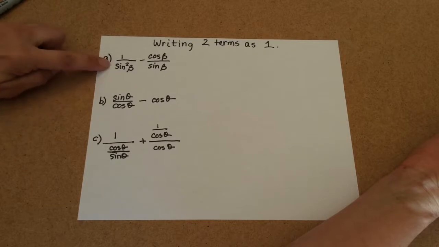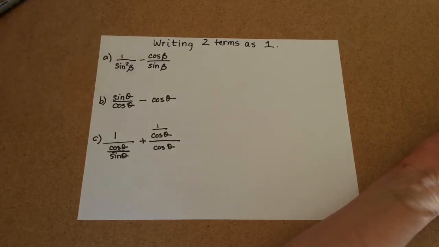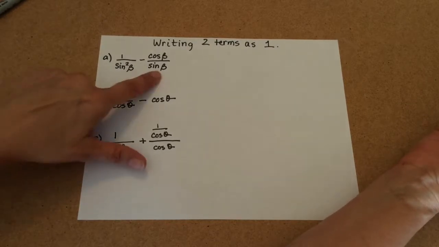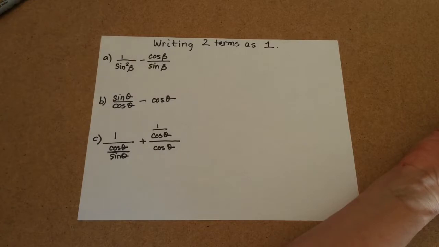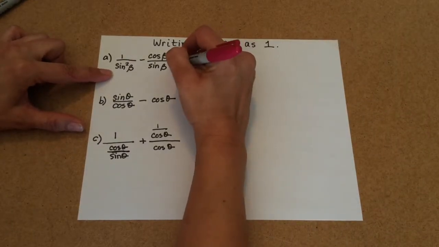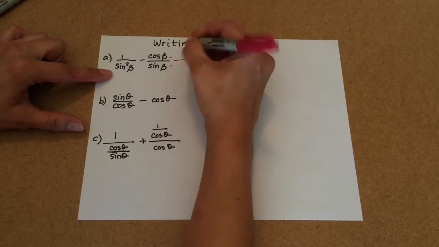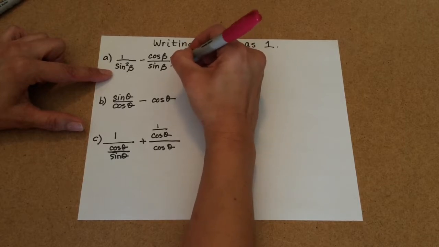So if we look at this first denominator, it has sine squared beta, and that one has a sine of beta. And so your least common denominator is going to be sine squared beta. This one has two sine of betas, and that one only has one. So what you'll do is you'll multiply and change your fraction. So that's a multiplication of sine of beta over sine of beta.